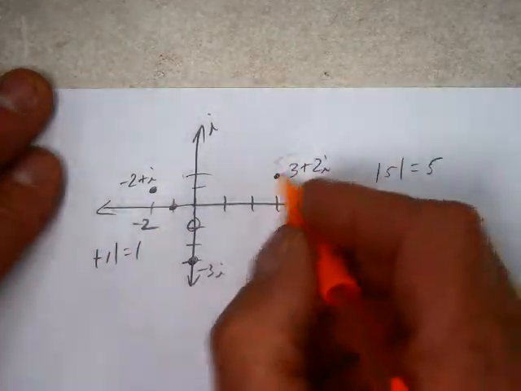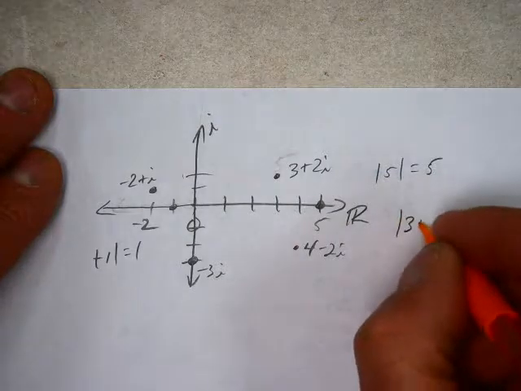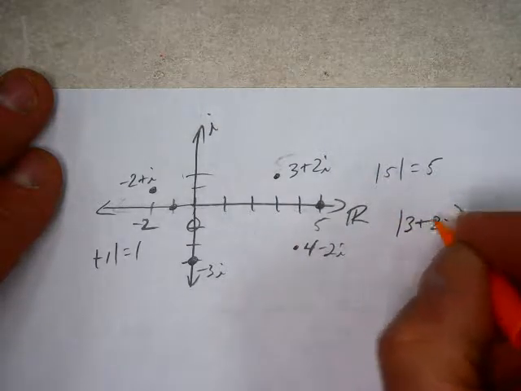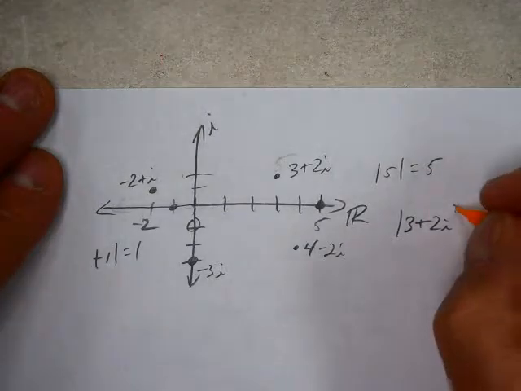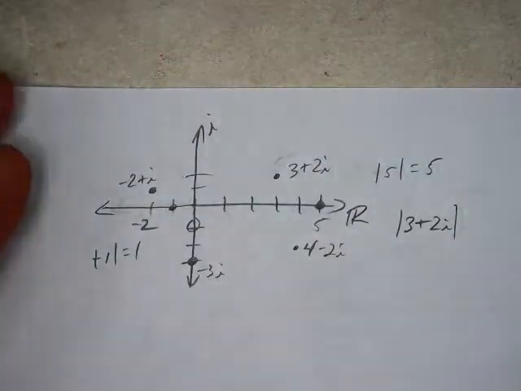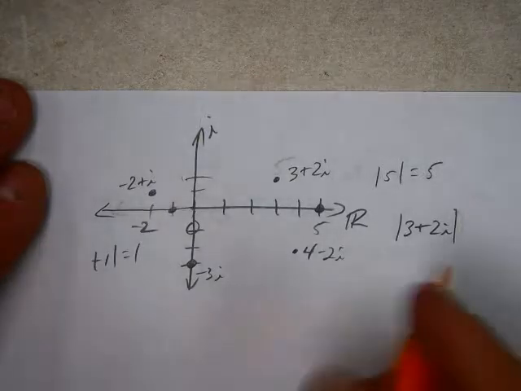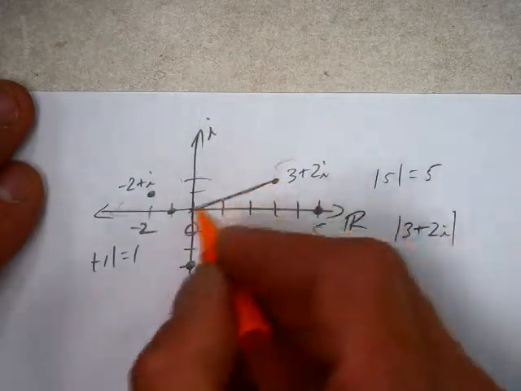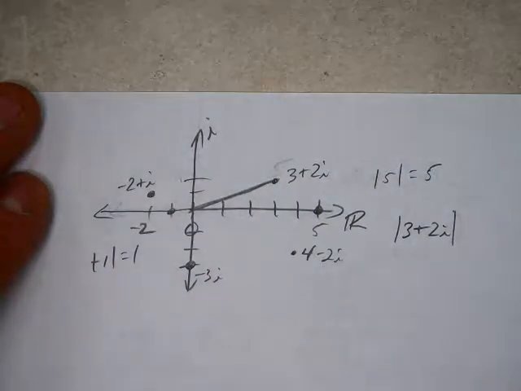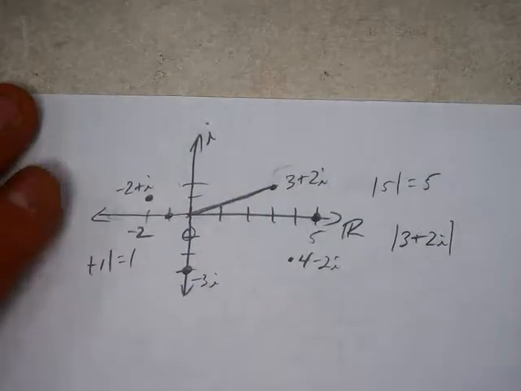Okay. So if I said the absolute value of 3 plus 2i, it's the same thing. We're still asking, how far is it from 0? The idea of absolute value has not changed. So if I'm talking about how far it is from 0, I'm looking for that distance right there. This is not going to be on your assignment or on a test.